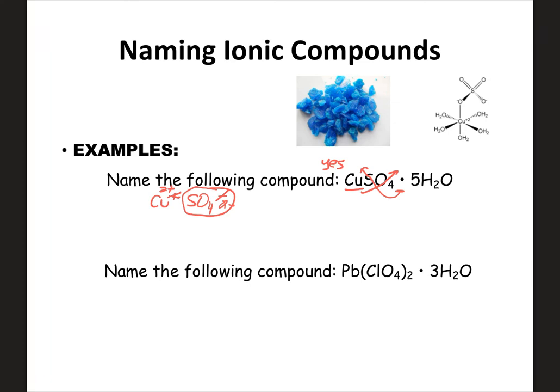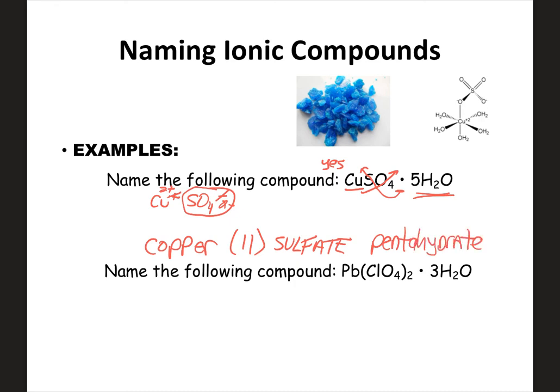You name the metal here. So it's copper, followed by its charge in parentheses as a Roman numeral, 2, followed by the nonmetal -ide ending, but this is a polyatomic, so it keeps its name, sulfate. Copper 2 sulfate. But then you can't forget this water part. So it's times 5H2O. The prefix for 5 is penta, and then you add hydrate. So it's a pentahydrate. Copper 2 sulfate pentahydrate.